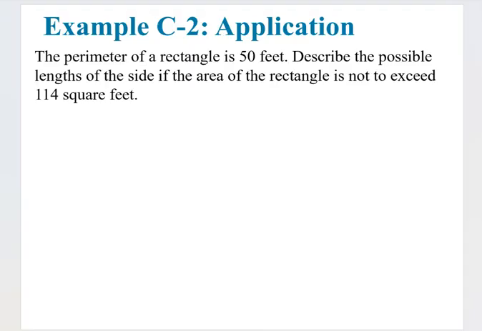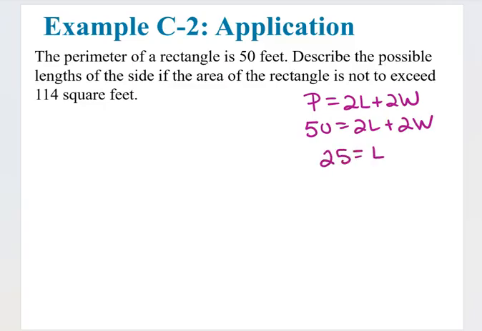So a couple of things we have to walk through. The information they gave us was about the perimeter. And perimeter is always 2 lengths plus 2 widths. And I know the perimeter is 50 feet. So I can simplify that equation to 25 equals L plus W.